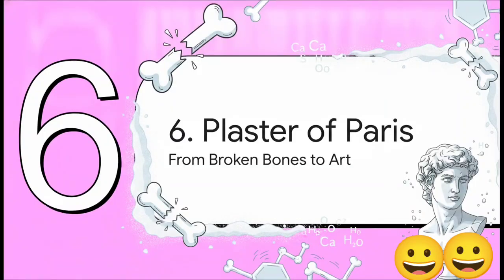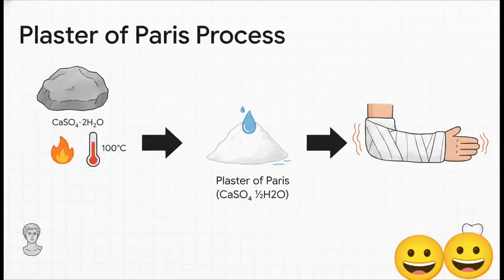And finally, Section 6, Plaster of Paris, from construction to broken bones. Yes, I'm talking about plaster of Paris. The chemical formula here is calcium sulfate hemihydrate. We make this stuff by taking a naturally occurring mineral called gypsum and heating it up really carefully to exactly 100 degrees Celsius, or 373 Kelvin. That precise heat forces the gypsum to lose some of its water molecules, leaving us with this fine white powder.